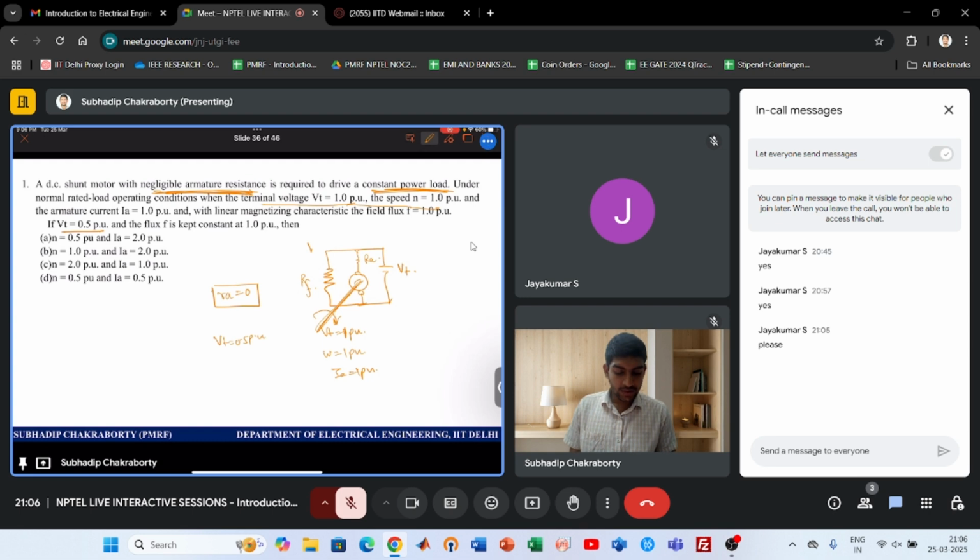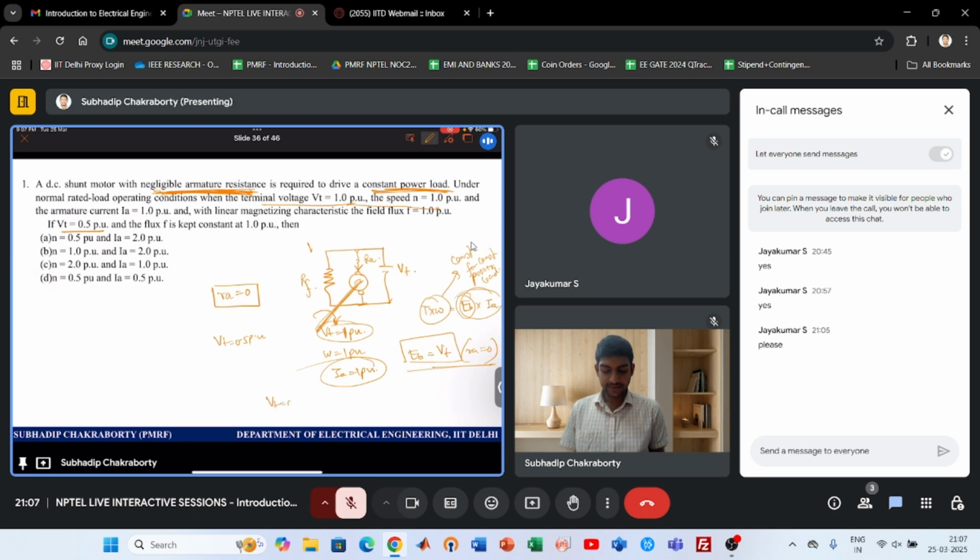Now I told you in lossless energy conversion, torque into omega is nothing but EB into IA, back EMF into IA. Now you see, initially IA was 1 per unit, rated. VT was also rated. What was your EB? EB was equal to VT because RA is almost 0. Throughout the problem, you can assume VT and EB to be same because they are mentioning negligible armature resistance. Then what is initially EB? Torque into omega, or EB into IA, is constant for constant power load.